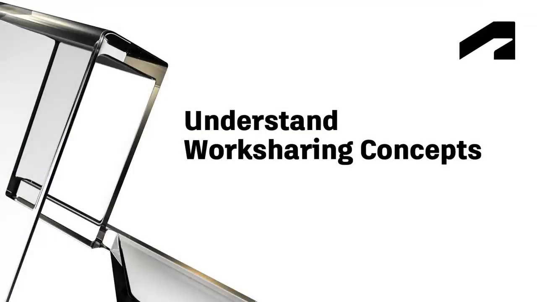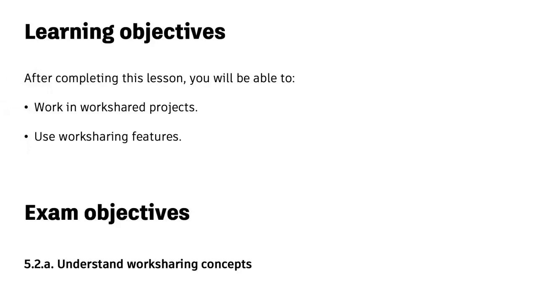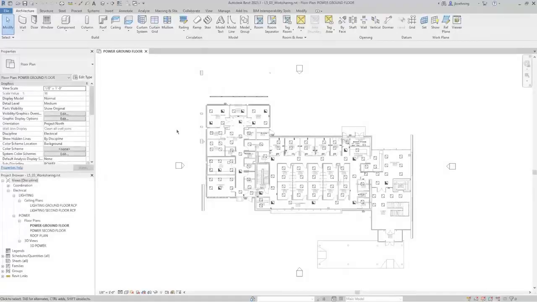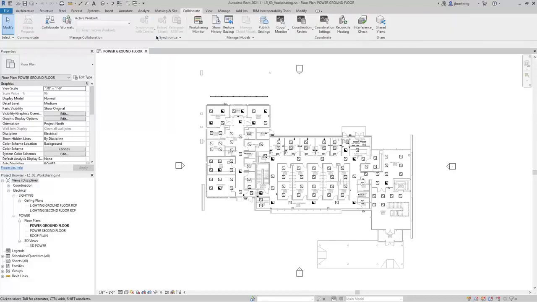In this video, we will cover working in Workshared Projects and using worksharing features. In order for multiple users to work in the same model simultaneously, worksharing must be enabled. To enable worksharing, switch to the Collaborate ribbon, and then in the Manage Collaboration panel, click Collaborate.